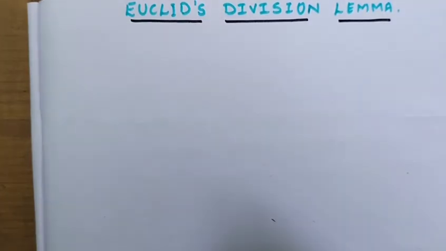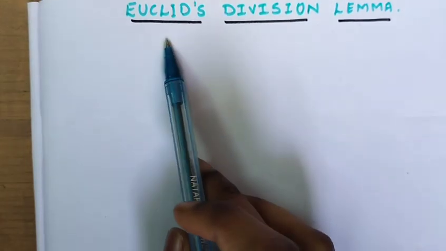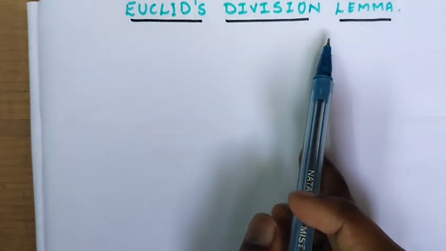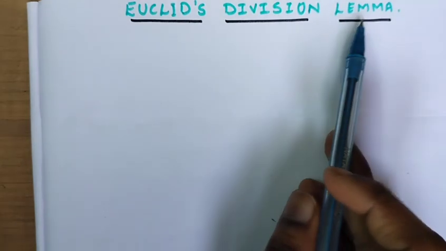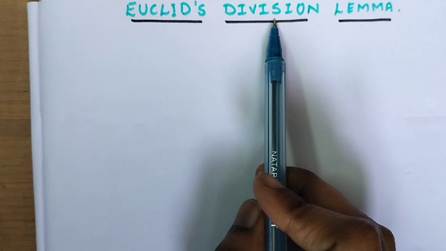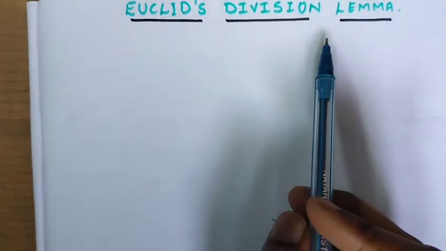In this video, I'll be discussing an important concept, that is Euclid's division lemma under the chapter real numbers. So as you could see here, three words, Euclid's division lemma. This concept mainly speaks about division. Let us understand what this Euclid's division lemma is through an example.